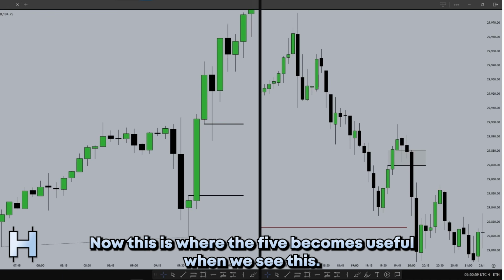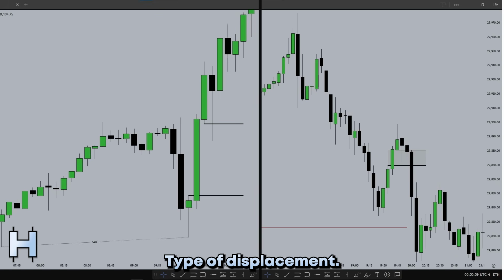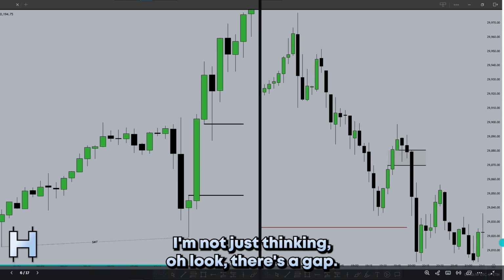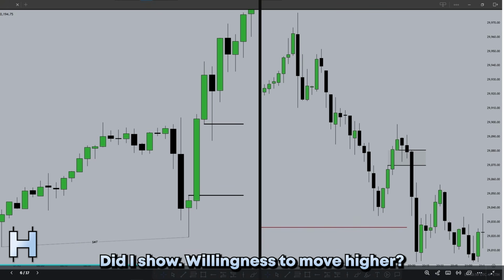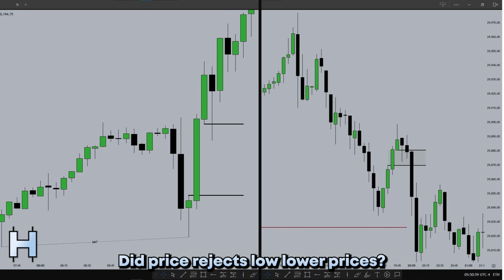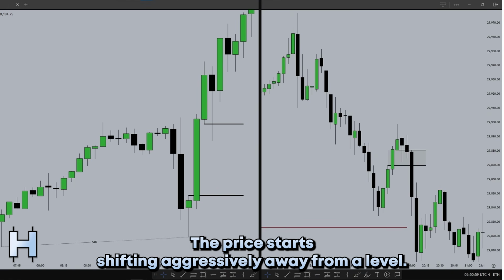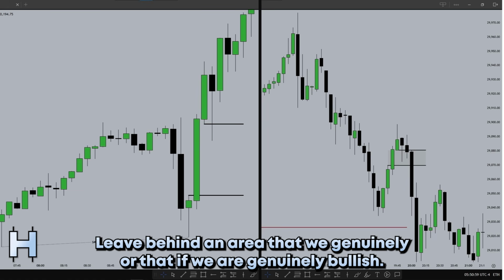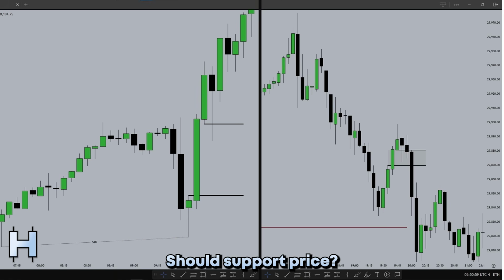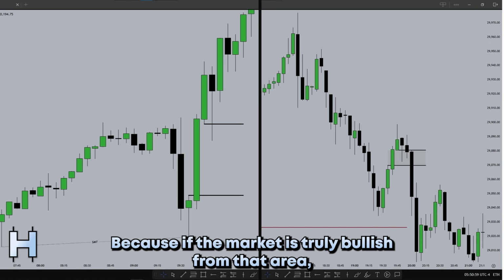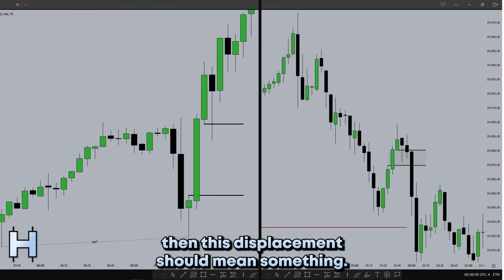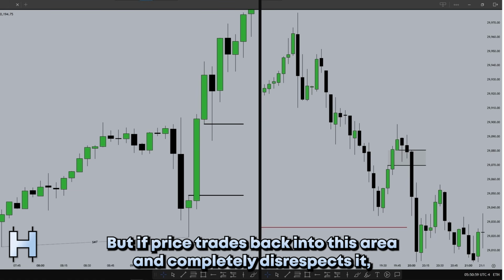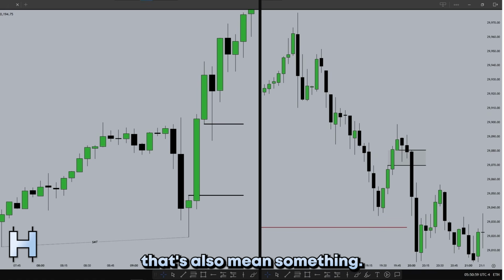Now, this is where the fair value gap becomes useful. When we see this type of displacement, I'm not just thinking, oh look, there's a gap. I'm thinking, what did price tell me? Did price show willingness to move higher? Did price reject lower prices? Did price start shifting aggressively away from a level? Did price leave behind an area that, if we are genuinely bullish, should support price? Because if the market is truly bullish from that area, then this displacement should mean something. But if price trades back into this area and completely disrespects it, that also means something.